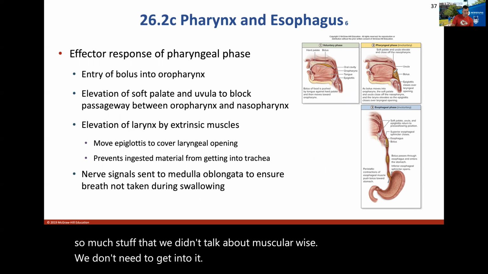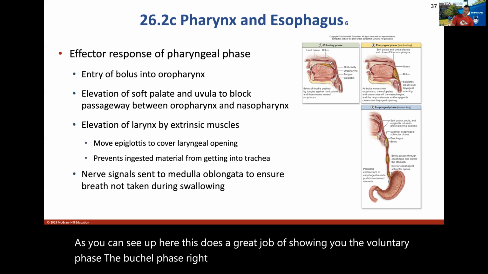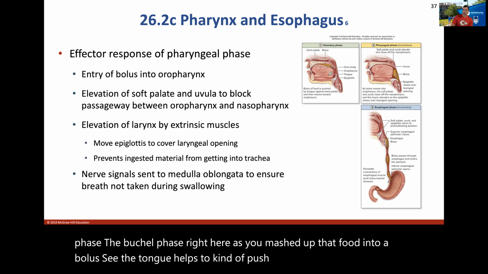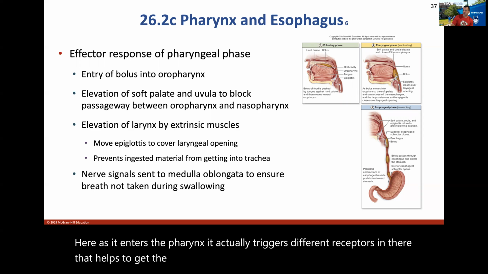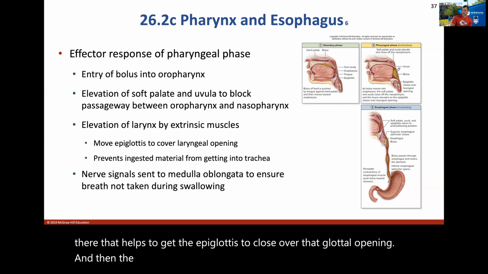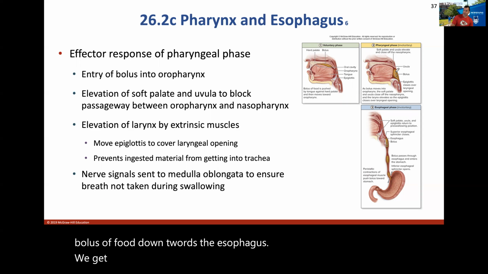As you can see up here, this does a great job of showing you the voluntary phase, the buccal phase, right here. As you mash up that food into a bolus, the tongue helps to push that back towards the pharynx. As it enters the pharynx, it triggers different receptors that help get the epiglottis to close over that glottal opening. Then the pharyngeal constrictors contract and help to push this bolus of food down towards the esophagus. We get elevation of the soft palate and contraction of the pharyngeal constrictors, and this ensures that it goes down.